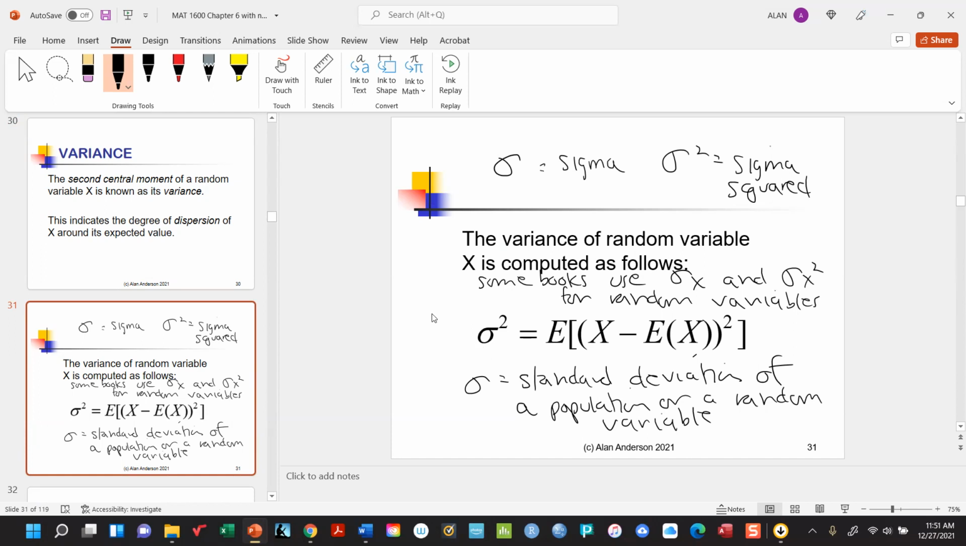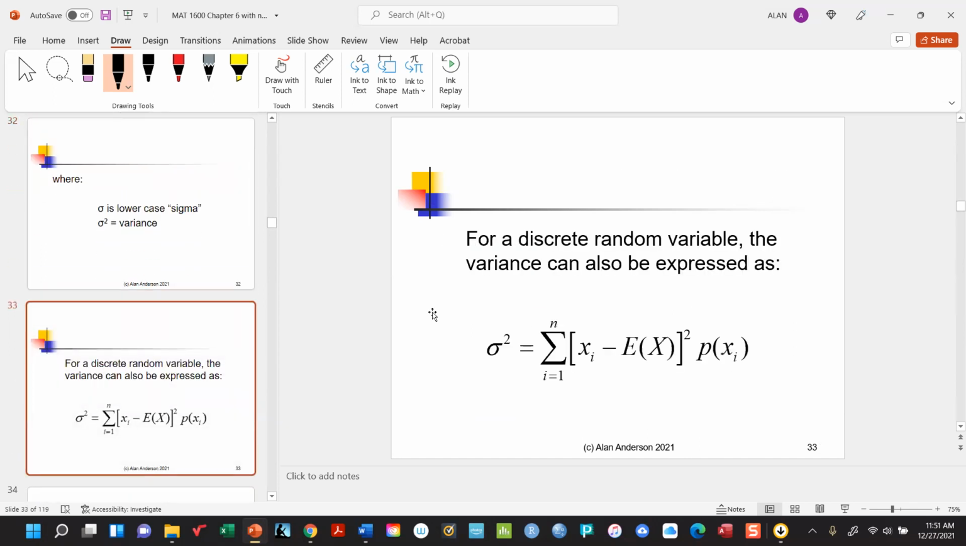Now, this is how you're actually calculating it. Now, this is what we're used to seeing. So you're going to take each x, subtract the expected value. And remember, when we did this with the population, it looked like this.